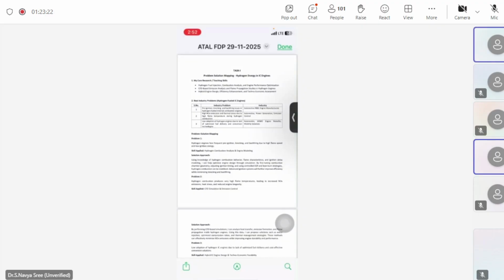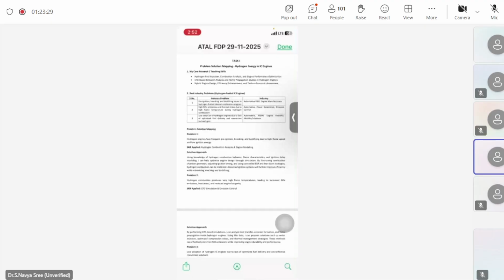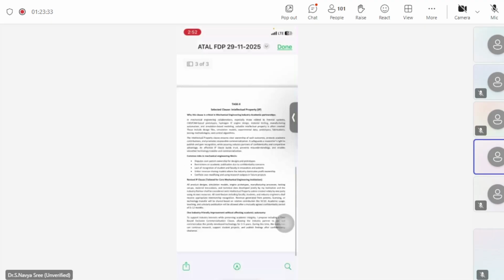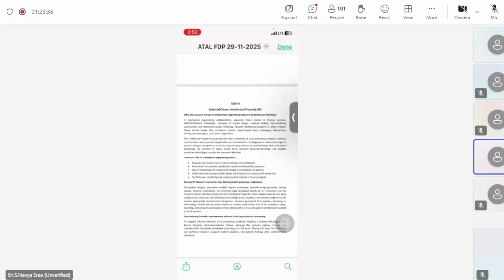Good afternoon, everyone. I'm Dr. Navyasri, Assistant Professor in the Department of Mechanical Engineering from Bardhaman College of Engineering. Now I'm going to give a small explanation on my assignment, task 2, that is selected class. In mechanical engineering collaborations, there are many streams, like thermal systems, CAD/CAM based prototypes, hydrogen IC engine designs, testing, manufacturing automation, and other streams like simulation based modeling. These may also include various design files, simulation models, experimental data, prototypes, fabrications, and other testing methodologies.